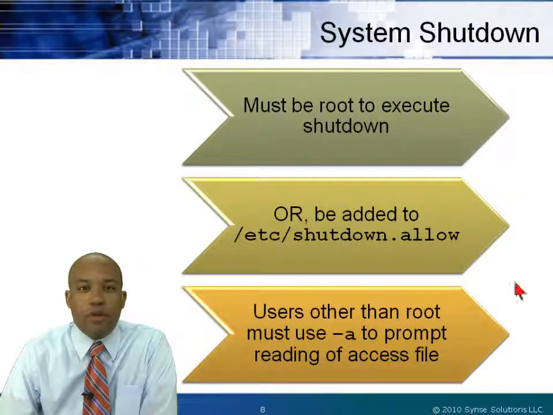Users other than root can also use the -a flag to prompt the reading of this access file. So by default, if I issue the shutdown command with my username and I'm not root, it won't allow me to. So to tell the system to read the shutdown.allow file, to allow me to shut down the system, if I know that my name's in there, then I have to use the -a flag along with shutdown to be able to shut the system down.